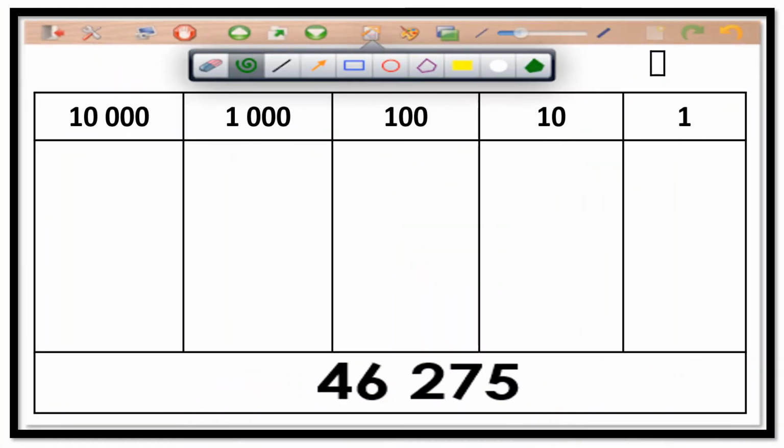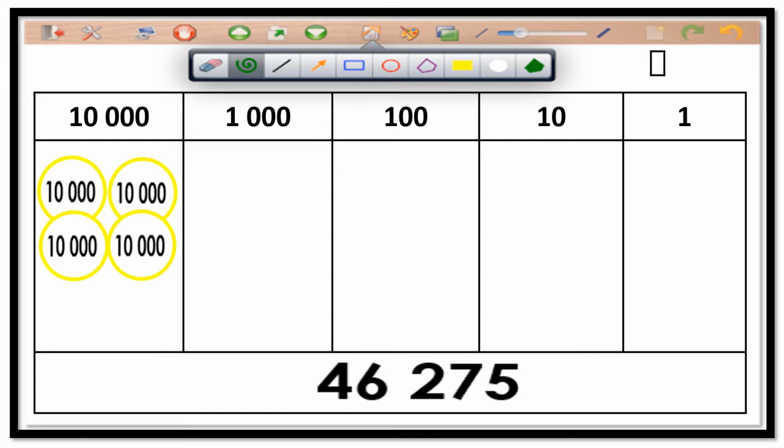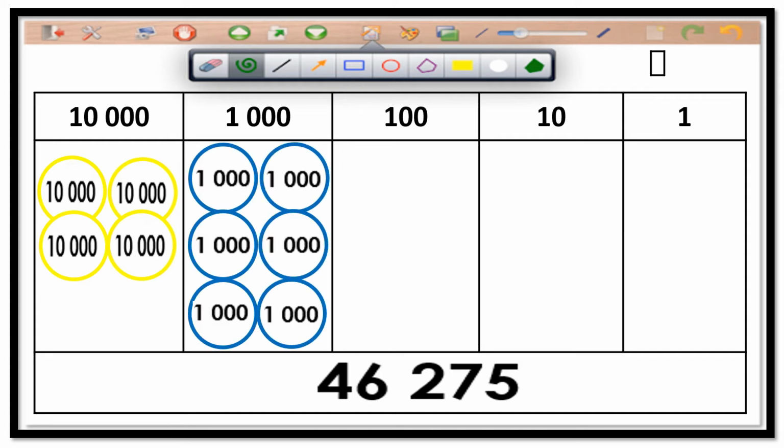Next, number 2. 46,275. How many 10,000s number disc? 4. Very good. How about 1,000s? So, tingnan lang yung pangalawa. Kasunod ng 4, ilang number disc? Tingin mo sa 6,000. Merong 6. Ayan. 1, 2, 3, 4, 5, 6.